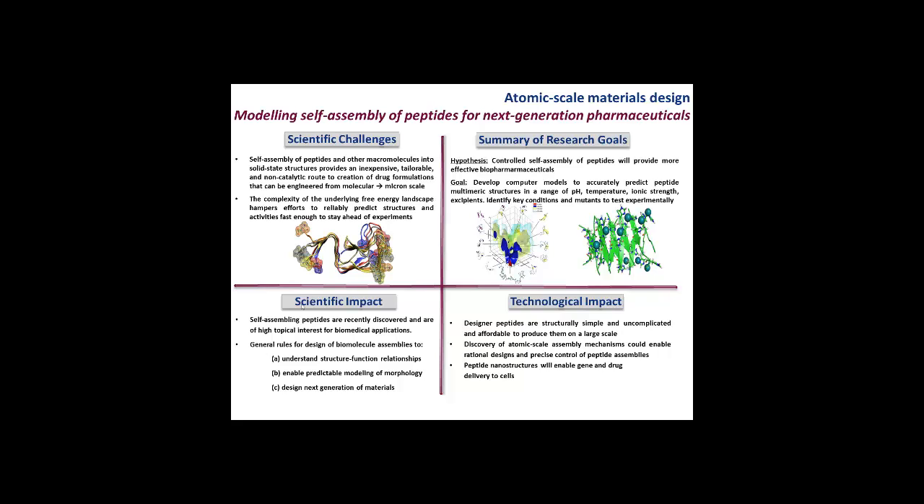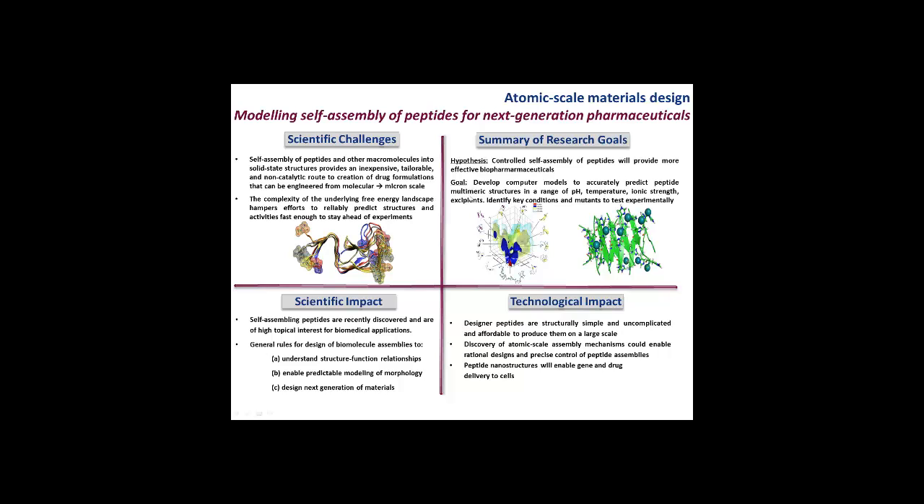So we can summarize that in these types of, in SSPC we love these types of quad charts. So here we have the scientific challenges, so why we're doing what we're doing, why is it difficult, what's the payoff that we could get if we could actually do it. Then we boil that down into research goals, so tangible research goals. Here's our hypothesis that if we control the self-assembly of peptides, we can get more effective biopharmaceuticals.